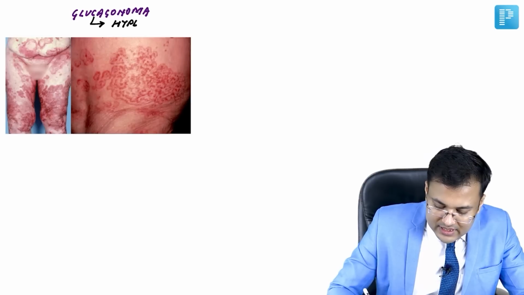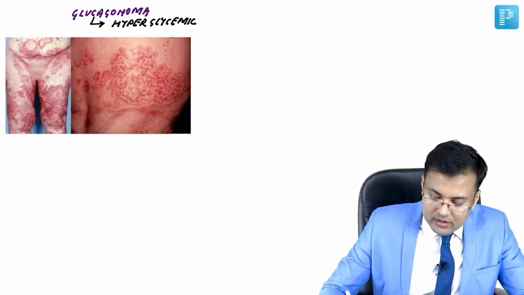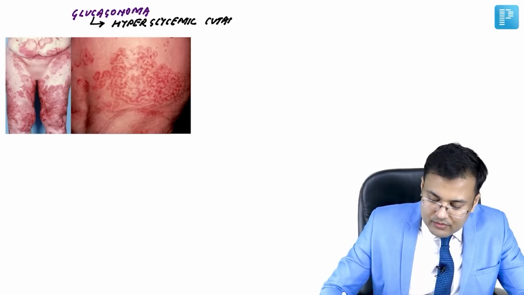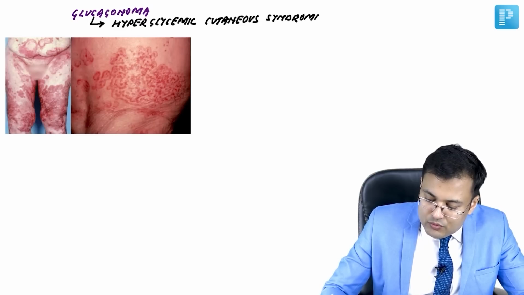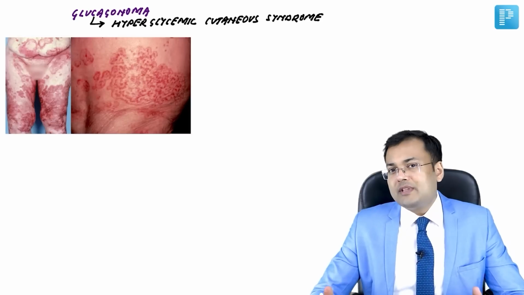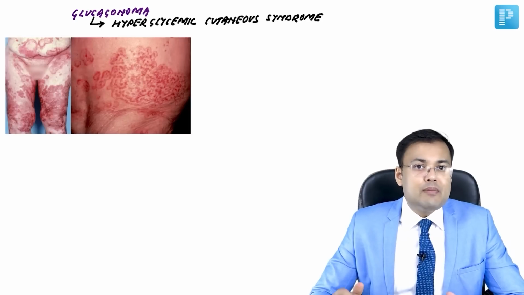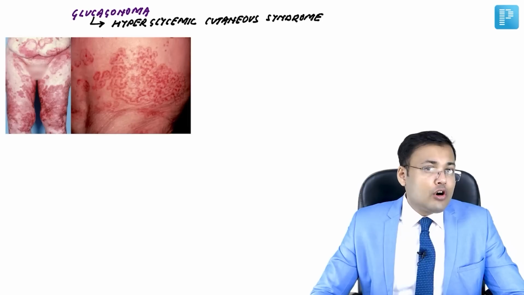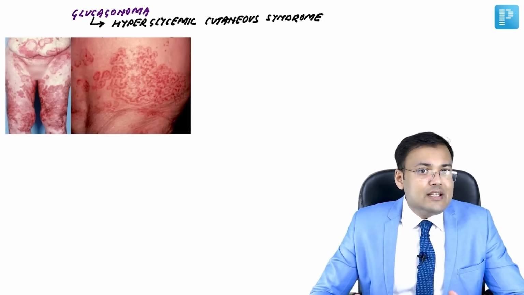So it's also known as hyperglycemic cutaneous syndrome. Why hyperglycemia? Because of increased release of glucagon. Why cutaneous syndrome? Because these patients have dermatitis. And what is the most common presentation or most common symptom? Necrolytic erythema migrans. Glucagonoma is also known as 4D syndrome.